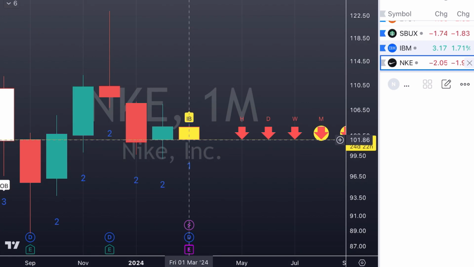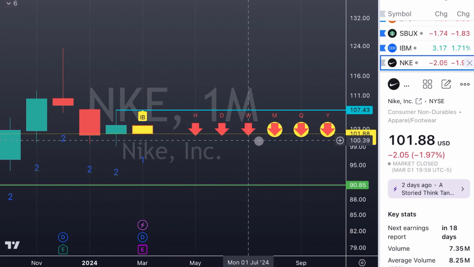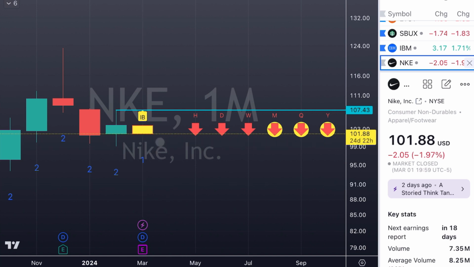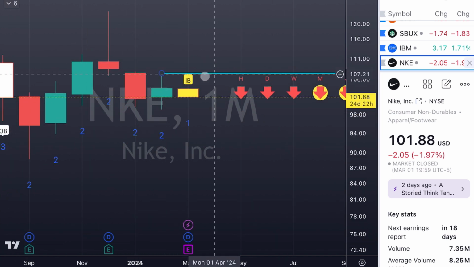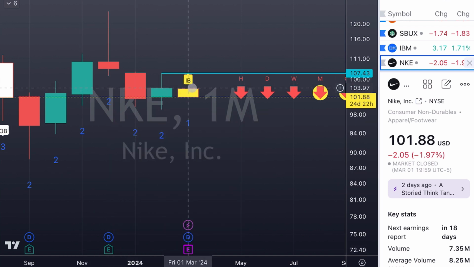From IBM, we go on to Nike. Nike had a 2 down that finished green. We're going to see if Nike can trend up. The time frame continuity does not show us that. The time frame continuity shows us that we are potentially going to head down further on Nike, but let's see how this plays out. I see earnings here on March 21st. So a ways away, but we'll see if we trend up or we trend down on Nike in the month of March.